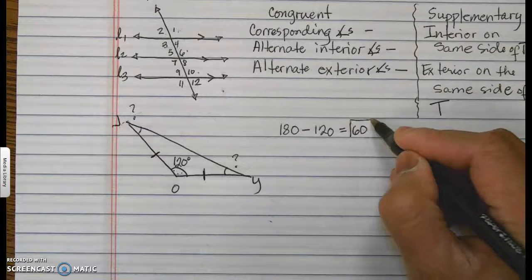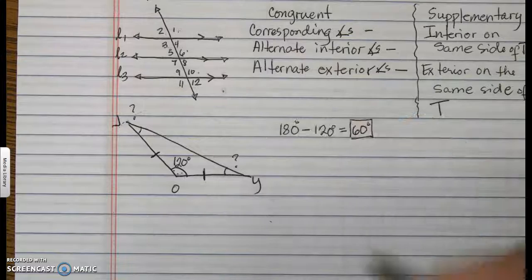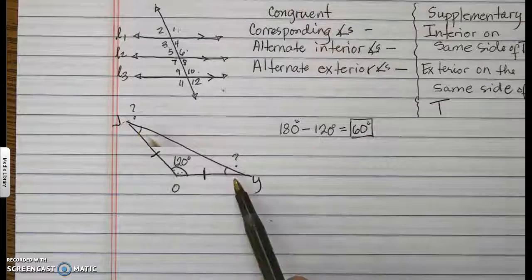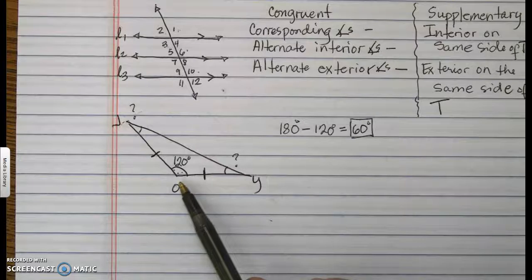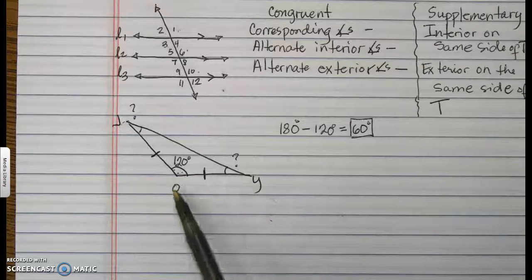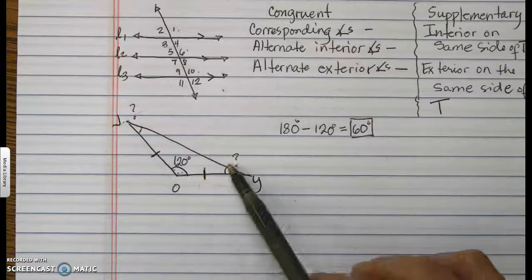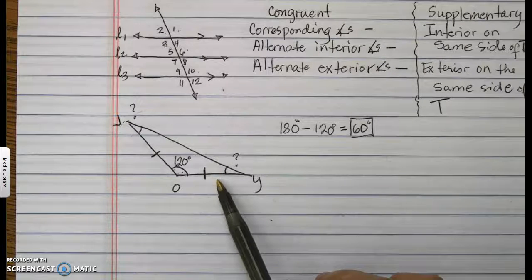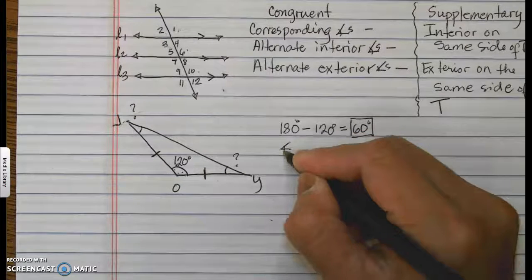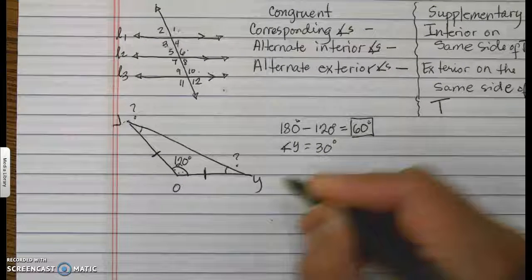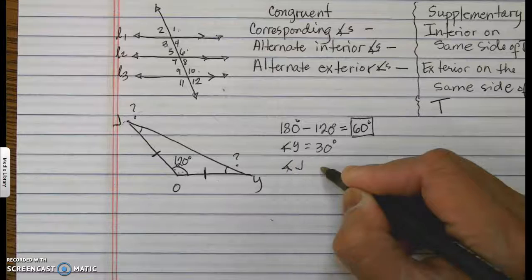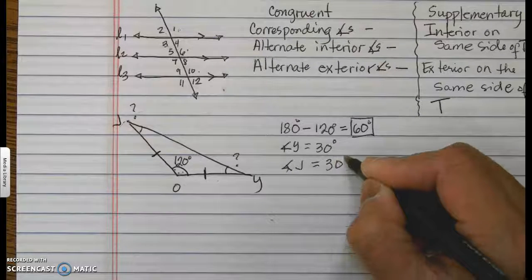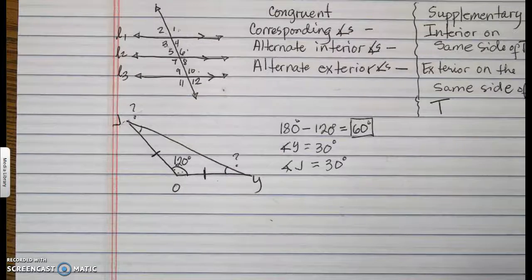But the 60 degrees must be split equally by 2. And the reason is because the sum of the angles in a triangle is 180, but then when the sides are congruent, the angles opposite them will also be congruent. That is in the base angle theorem that we have discussed yesterday. So angle Y is 30 degrees, and angle J is also going to be 30 degrees. So what if I have another scenario?